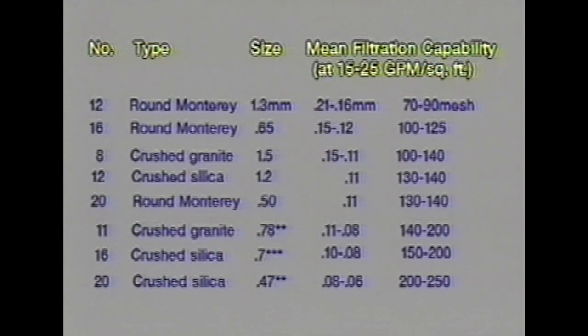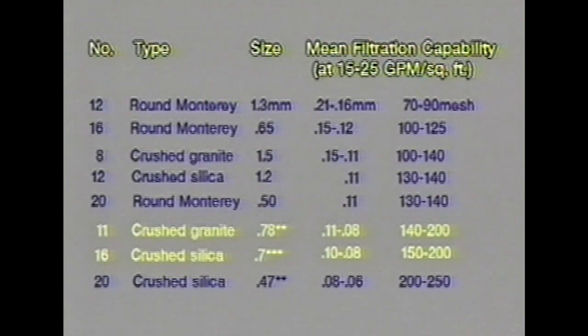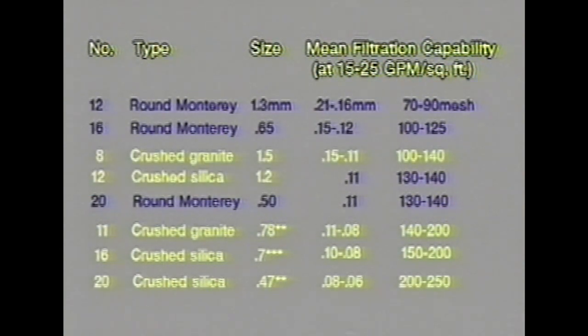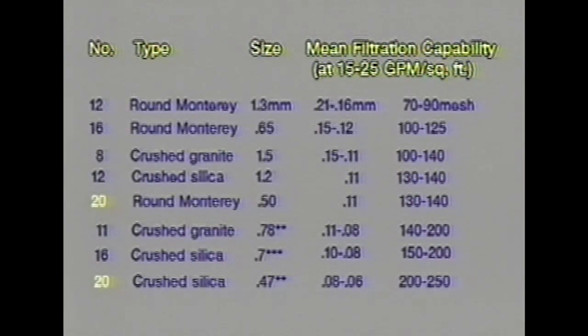This table provides typical available media sizes and types for agricultural high flow rate media tanks. 0.47 millimeter crushed silica and 0.78 millimeter crushed granite are 2 widely used media types. Number 11 crushed granite is similar to number 16 crushed silica. This table shows that crushed granite or crushed silica are better than round sand as a media. This table also shows that the media number by itself does not indicate the degree of filtration which will be provided.